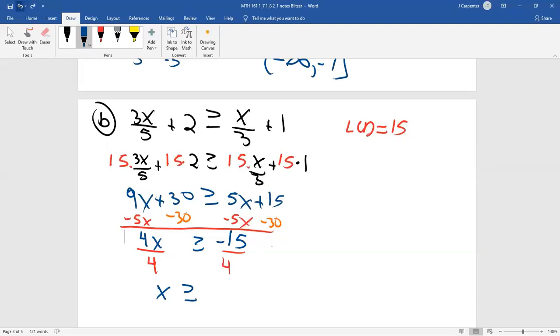Okay, so again, please get that 15 minus 30 was negative 15. Once again, I apologize for that mistake, but I'm glad I caught it. So 15 and 4 does not reduce. This will just be a negative 15 over 4.